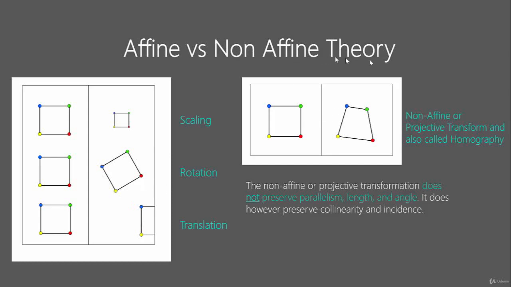Not so in non-affine transformations, which are also known as projective and homography transforms. As you can see here, these lines are no longer parallel in this transformed image here. However, in non-affine transformations, collinearity and incidence is maintained. What is collinearity? What that means is that if points are on this line, they remain on this line, and vice versa.